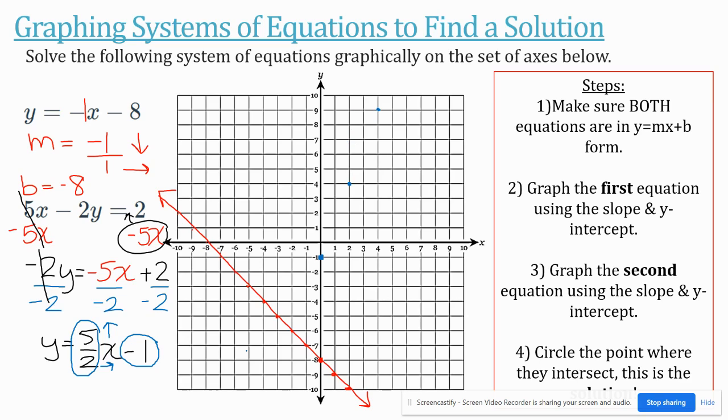And I'm going to do the reverse. So I'm going to go down 5 to the left 2. So 1, 2, 3, 4, 5 to the left 1, 2. And then 1, 2, 3, 4. I can't go any further, so I'm going to stop there. And I'm going to connect these points.